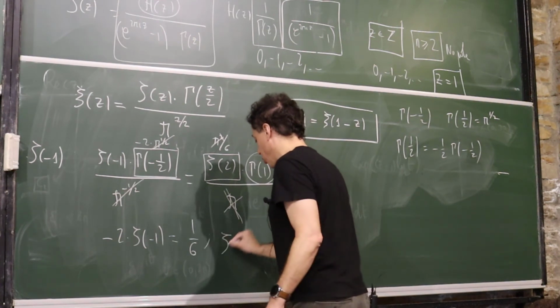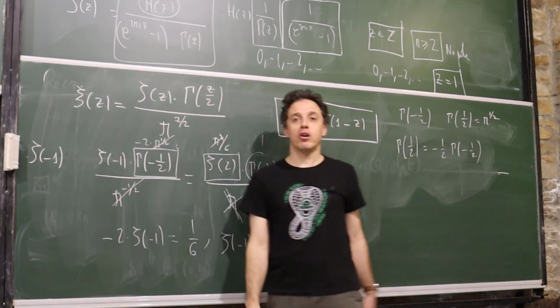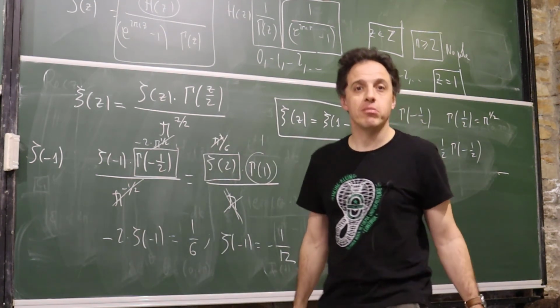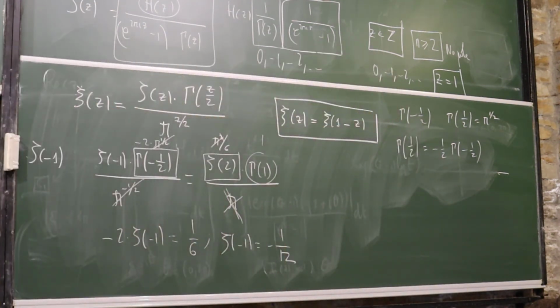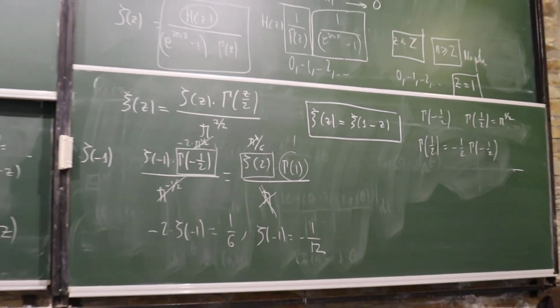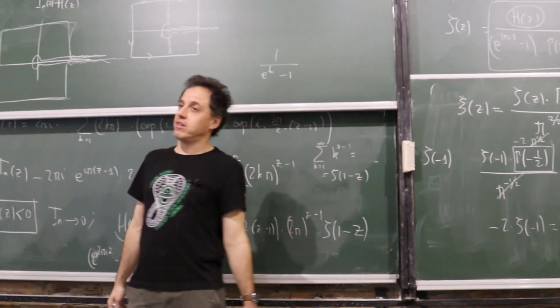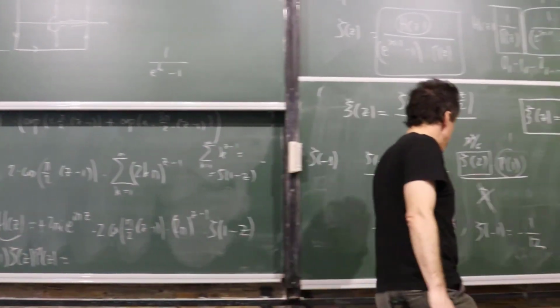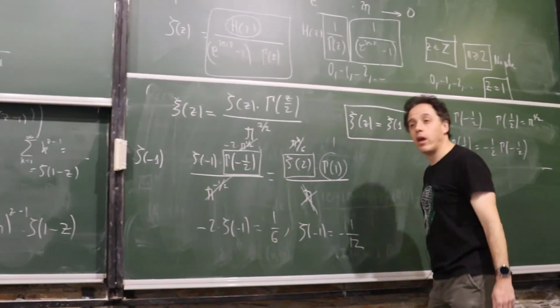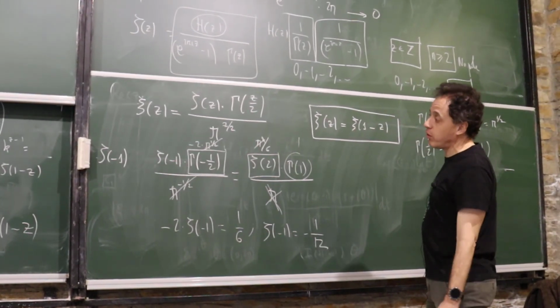Okay, so zeta of minus 1 is minus 1 over 12. It's a curious value that, for instance, Ramanujan obtained using completely different methods. So this value can be, in a very funny way, written like this, because this is the value of zeta of minus 1.